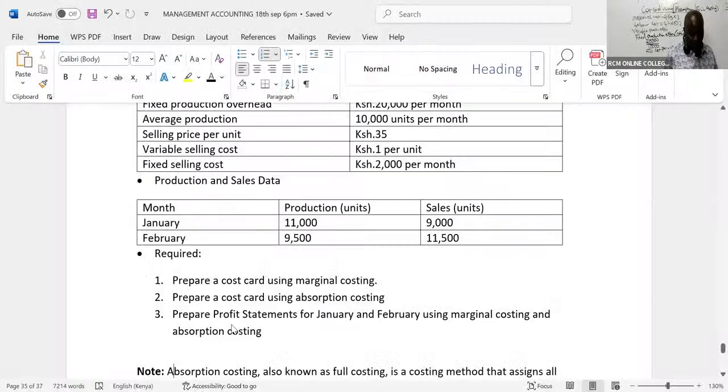Now, look at number 3 of this question. The moment we finish this number 3, we go home, where you guys laugh, isn't it?